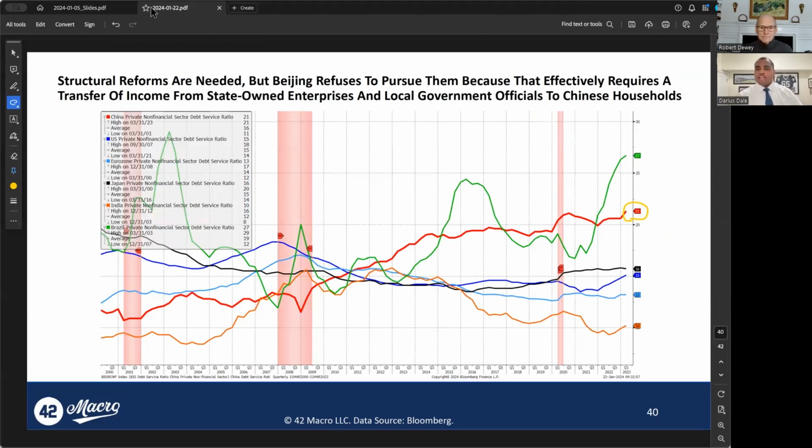And rearranging the deck chairs in the Chinese economy would effectively amount to taking money out of state-owned enterprise coffers and taking money away from local governments and pushing it into the household sector. And obviously, the party doesn't want to see that outcome just yet.